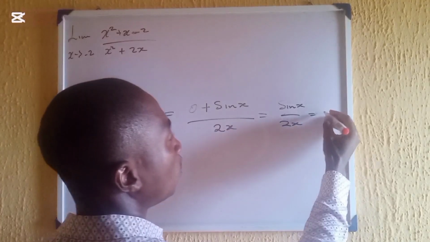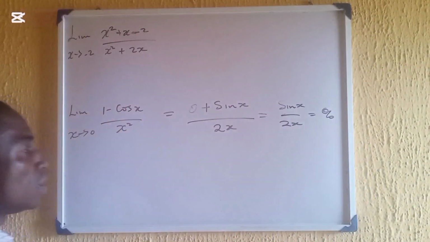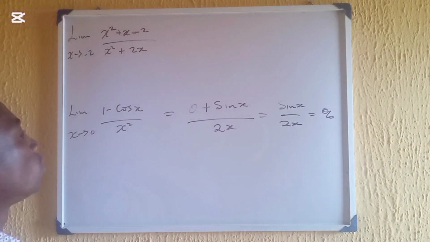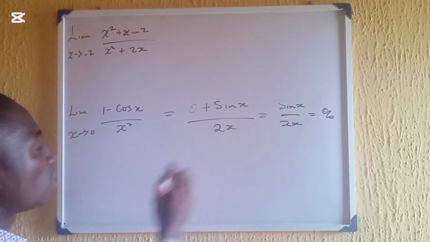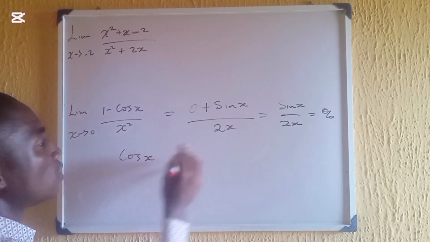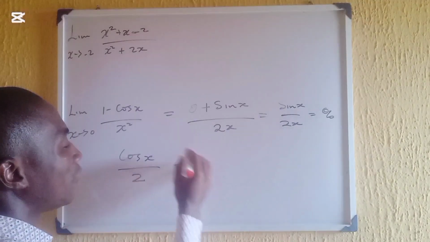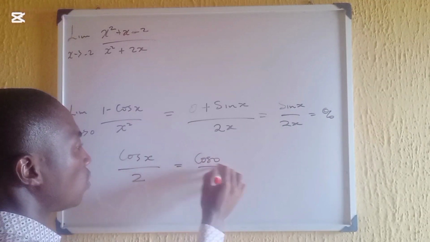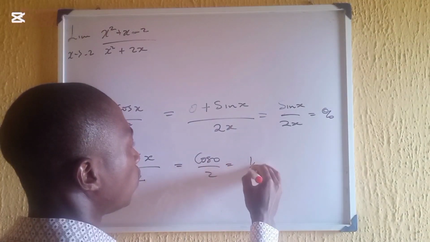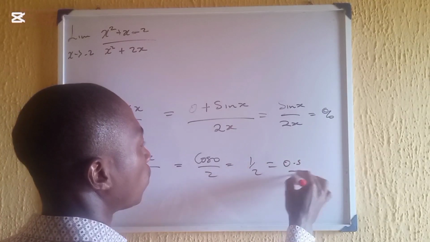With x equal to 0, you'll be having 0 over 0, still indeterminate. So what do we do? We differentiate again. Differentiate the numerator, you have cos x. Differentiate the denominator, you have 2. Now put 0 where you have x. You're having cos 0 over 2. And that gives us 1 over 2, which is equal to 0.5.